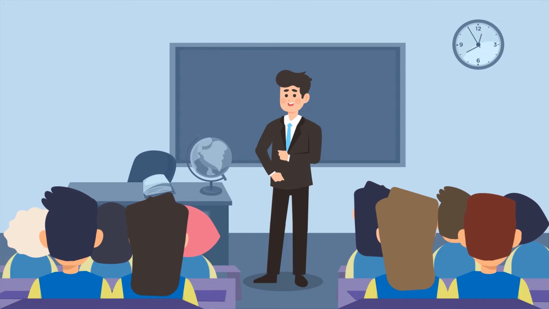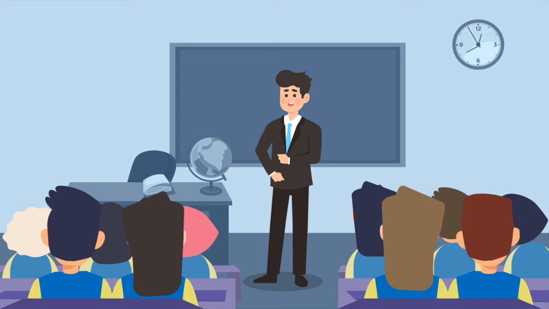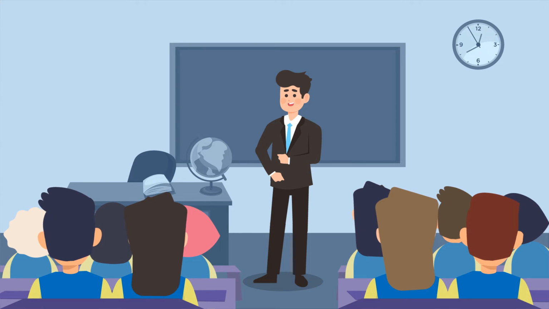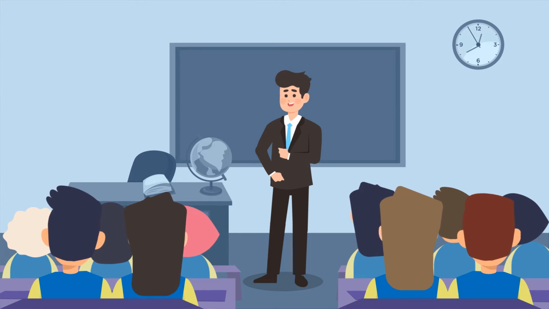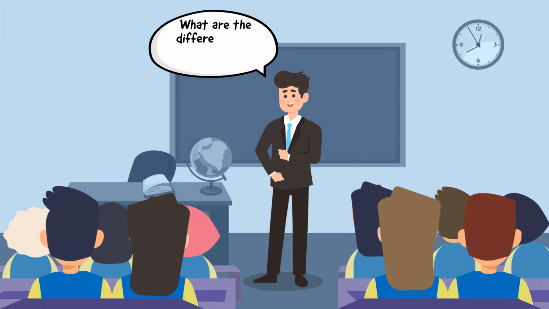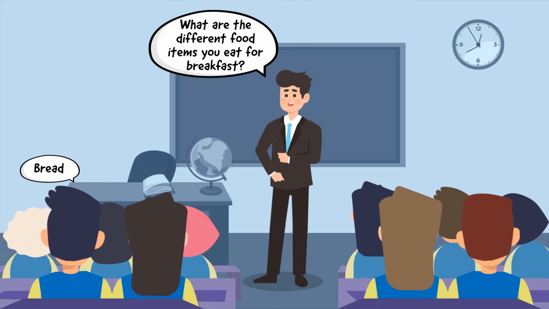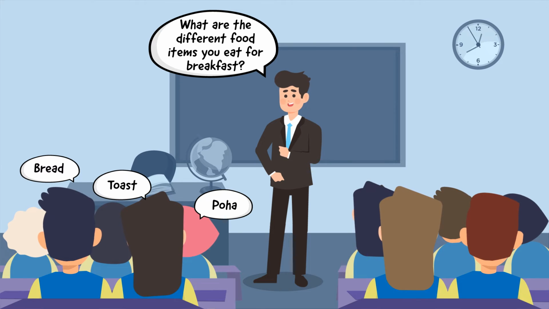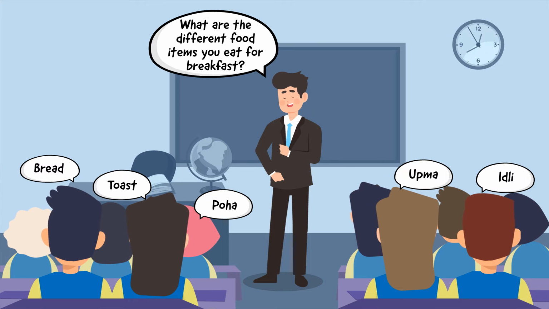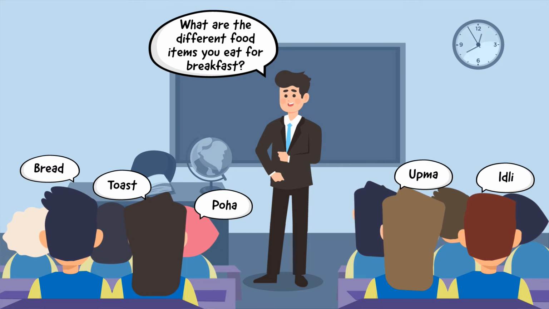So now, let's build the theme of the lesson by initiating a discussion on some food items that are usually eaten for breakfast. Through this, the students will be led to understand the idea behind manufacturing and expiry dates. Begin by asking, what are the different food items you eat for breakfast? Some of the possible responses from the students could be bread, toast, poha, upama, idli, and other such breakfast items.